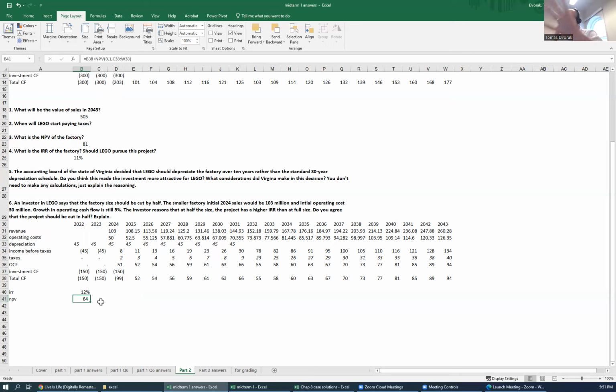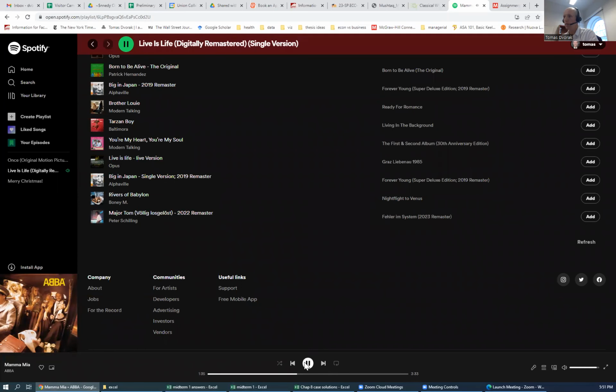Clearly, we are going to add more value to LEGO if we go with the bigger factory. We're going to add $81 million of value versus the smaller factory, which adds only 64 million. Even though the IRR is higher on the smaller project, when in doubt, let's use NPV. And that's it. That is for this exam. And let's play some other. All right.